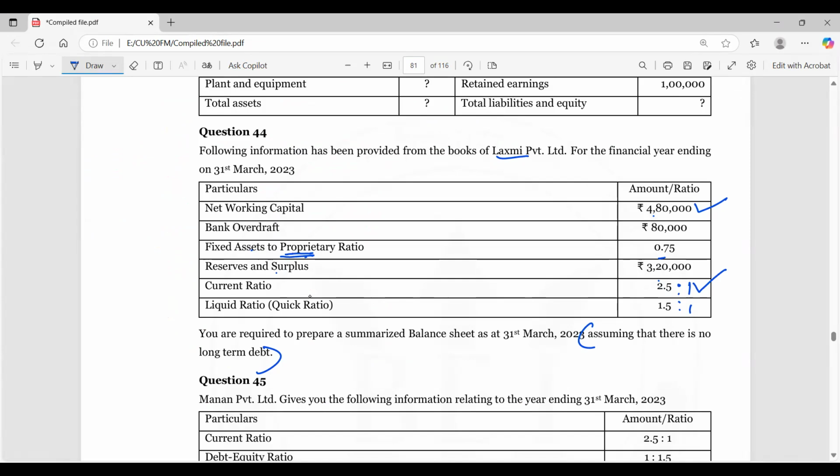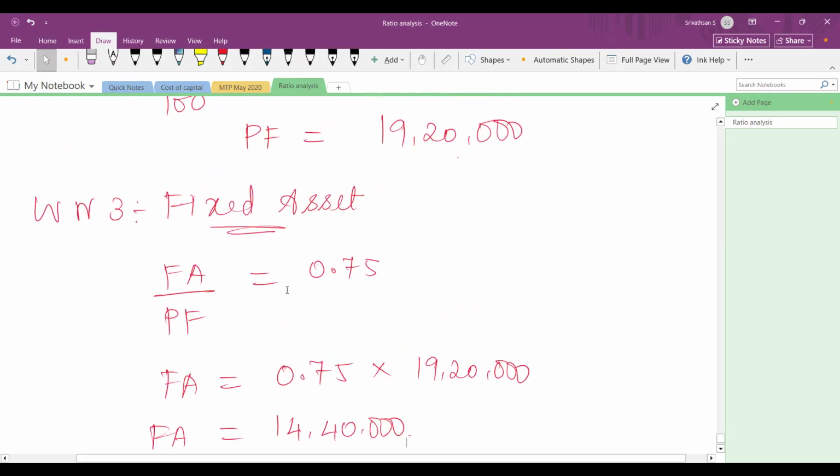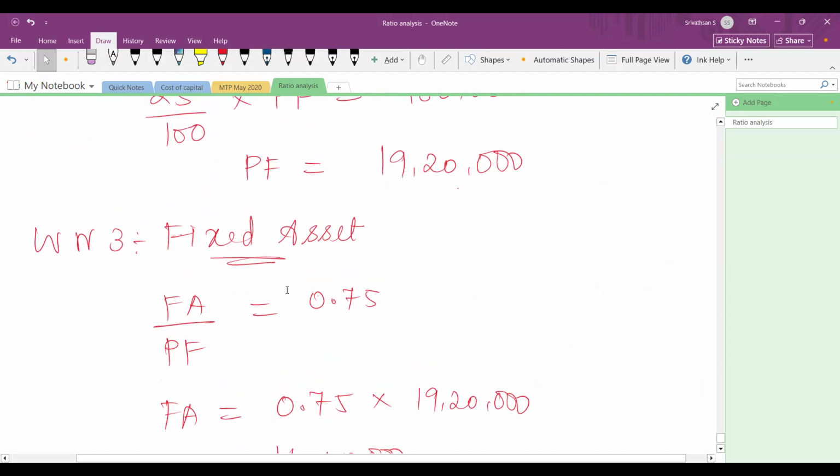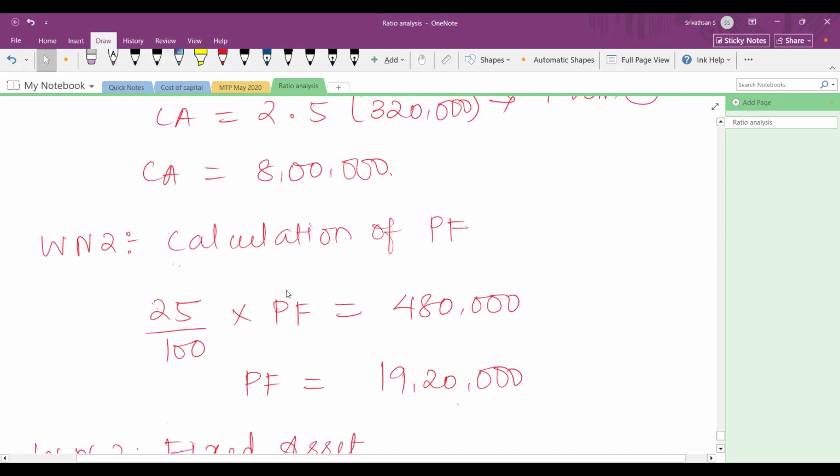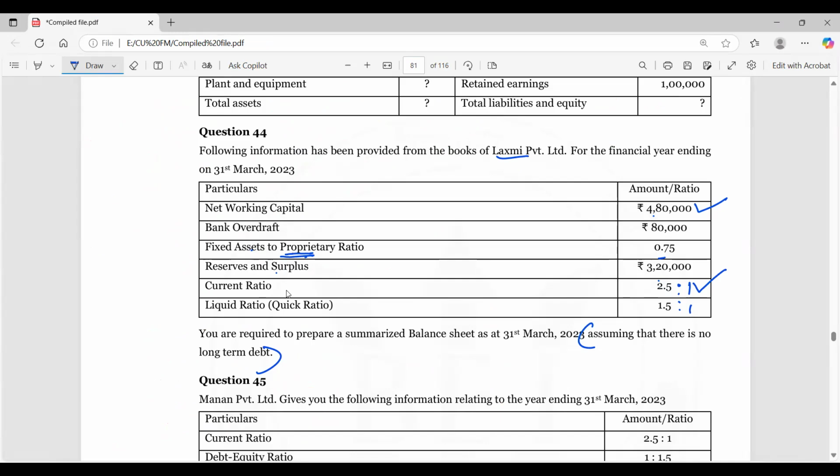Now the total of balance sheet will be 14,40,000 plus current asset of 8 lakh, 22,40,000 it should be. In this question, there is no long-term liability. We have net working capital as 4,80,000. What is net working capital? Current asset minus current liability, right?